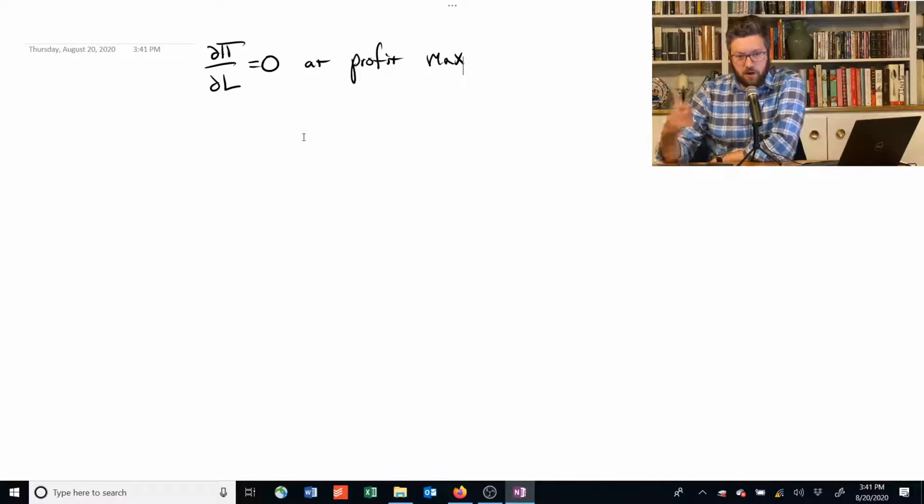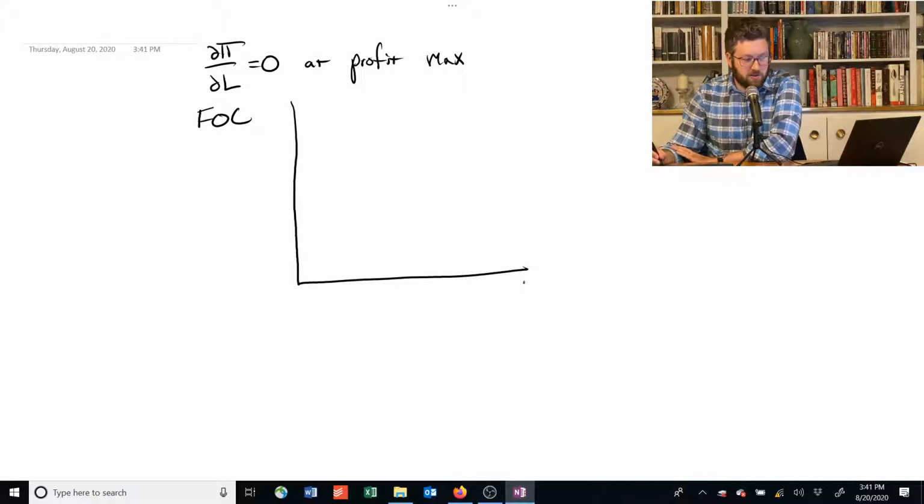The last video argued that the derivative of the profit function with respect to labor, or any other input, if that's the one you're changing, when it's equal to 0, that's going to be the point that maximizes profit. And we talked that this thing is called the first order condition. And the basic argument is also kind of easy to see graphically.